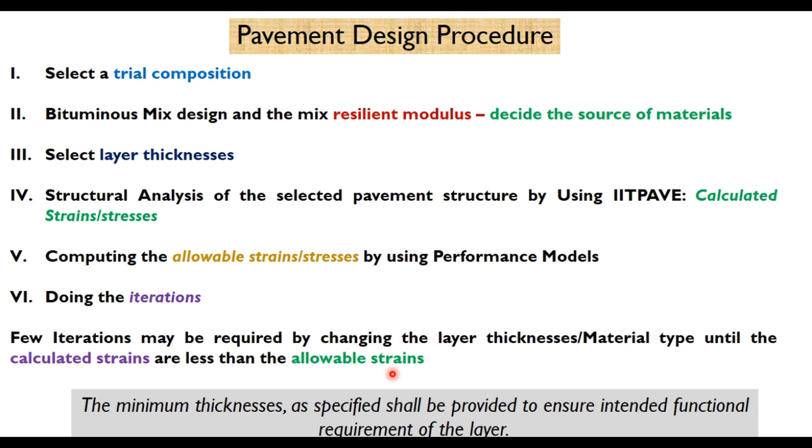The procedure for pavement design as given in the IRC code can be summarized in these 6 steps. Select a trial composition, and it should be based on the expected functional requirement of the layers. Then the right proportioning of the mix ingredients, and the design mix should be arrived at. As far as possible, the resilient modulus should be determined in the laboratory, and if it is not possible, then we can take the value of MR from the table given in the IRC code.